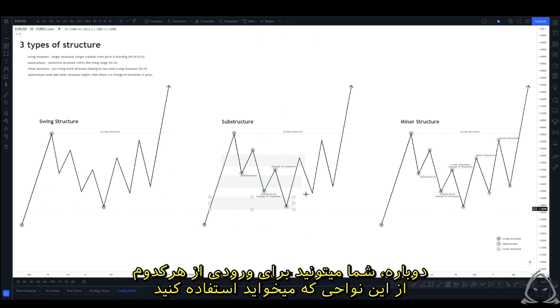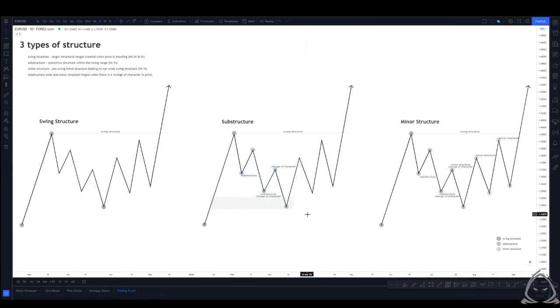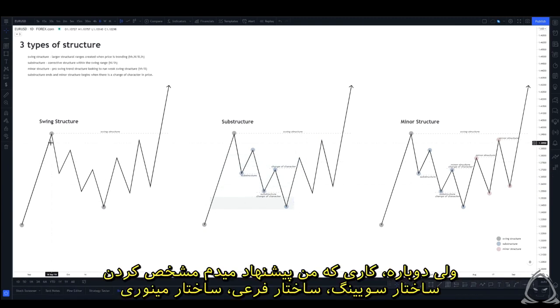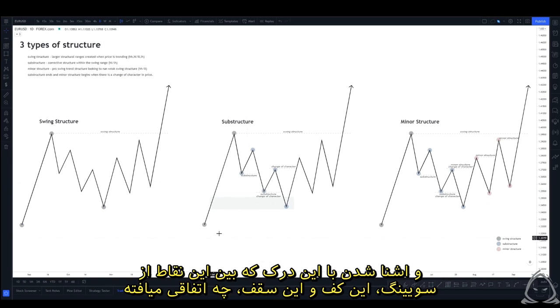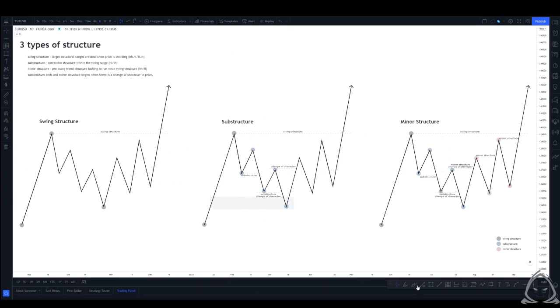And again, you can look to enter on any of these demand zones if you wish, but looking for extra confluence, price tapping into a demand zone and seeing that change of character is going to give you the best insight in terms of framing up and building a trade. But again, that's what I recommend doing, is just mapping out your swing structure, mapping out the substructure, mapping out the minor structure, and just getting comfortable with understanding what's happening between these swing points, this low and this high, when price is seemingly moving in between without breaking structure.